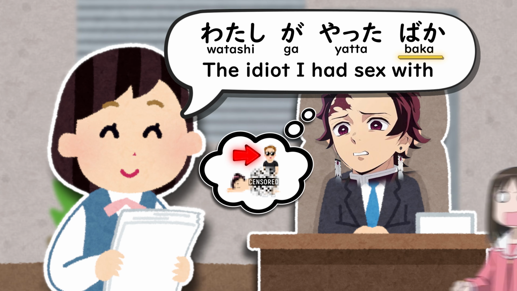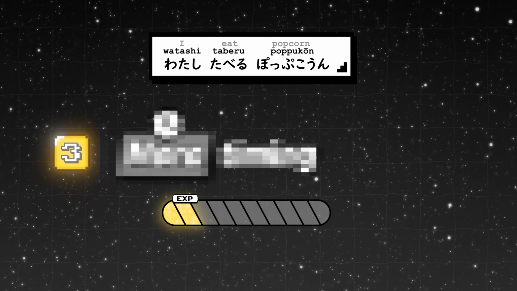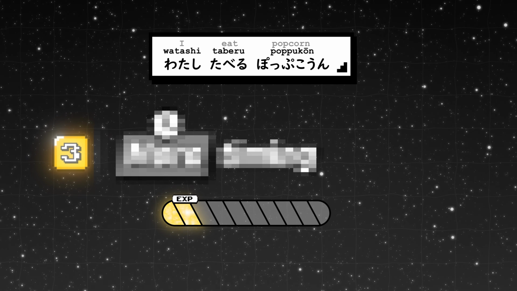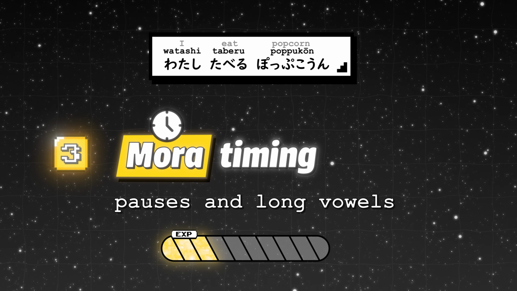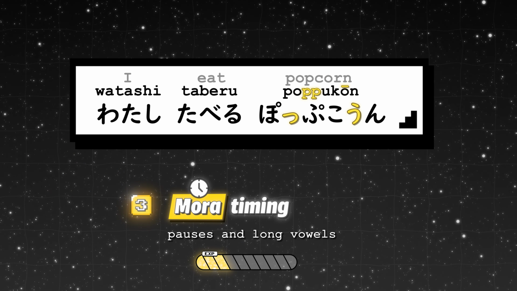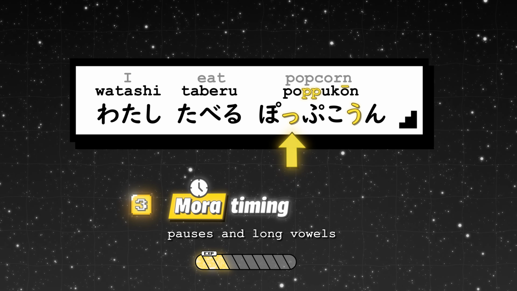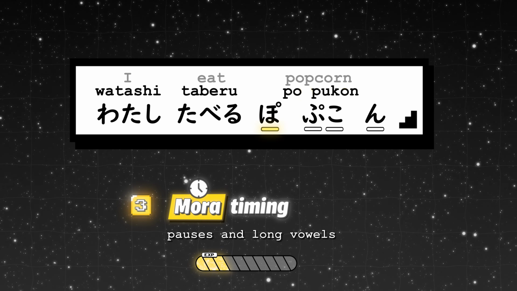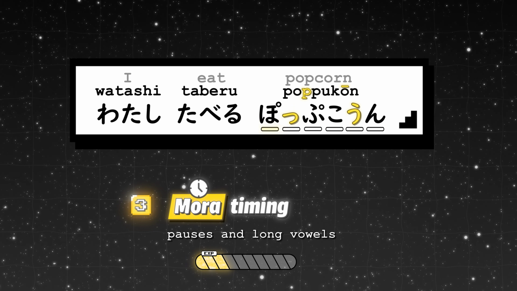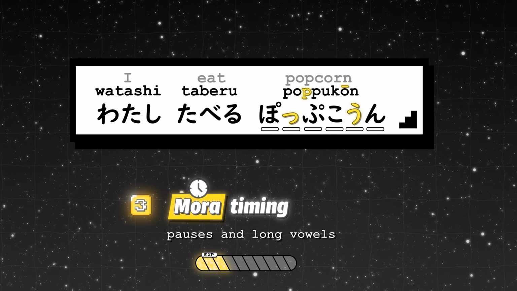Be careful. So now we understand the foundation of spoken Japanese, mora timing. This includes pauses and long vowels. So when we see the word for popcorn written like this, we now know we need to pronounce a pause here and a long vowel here. So it's not popcorn, but popcorn.